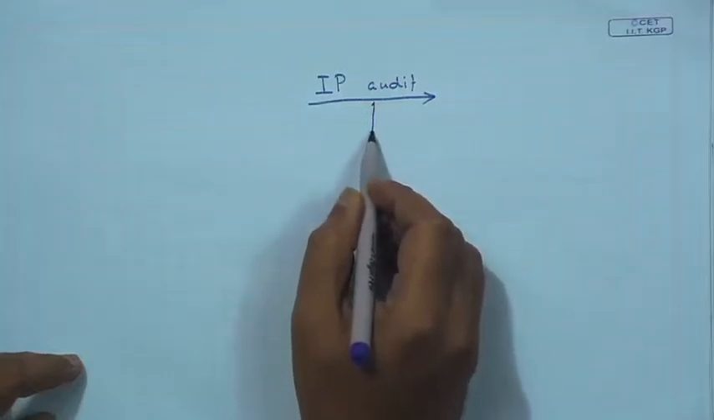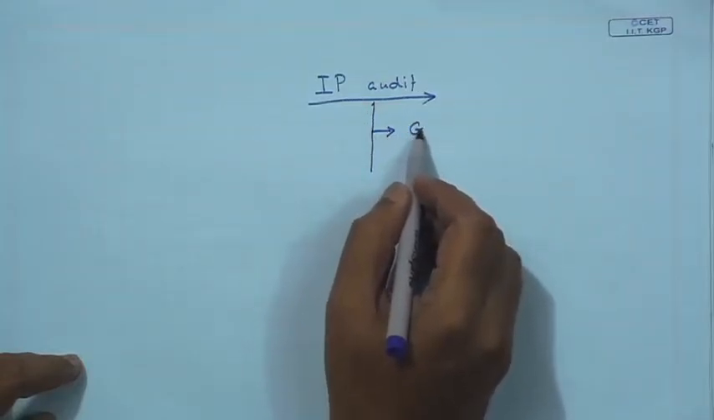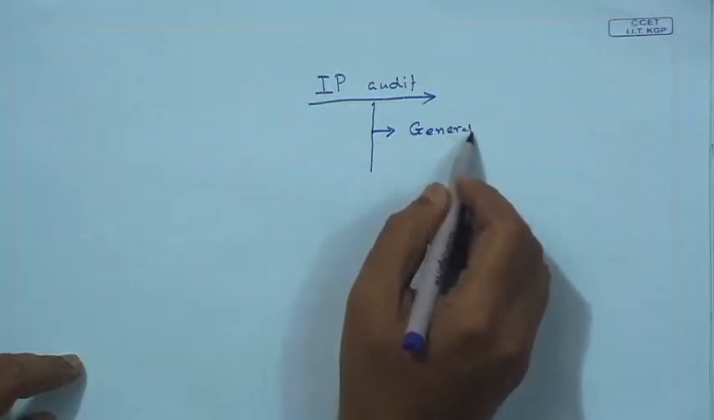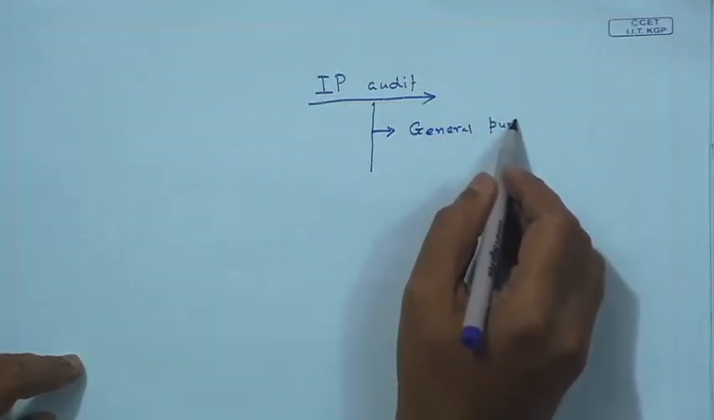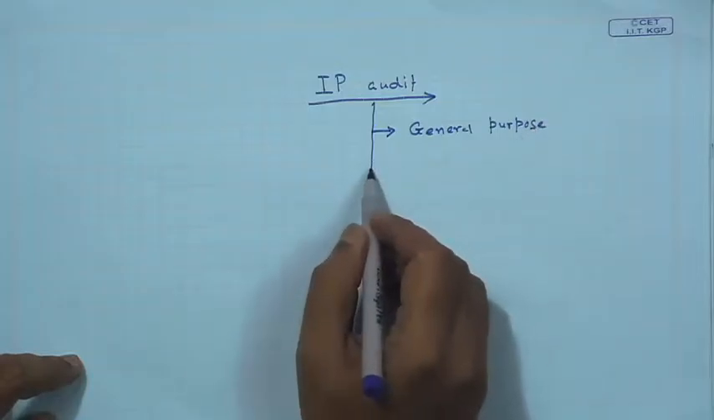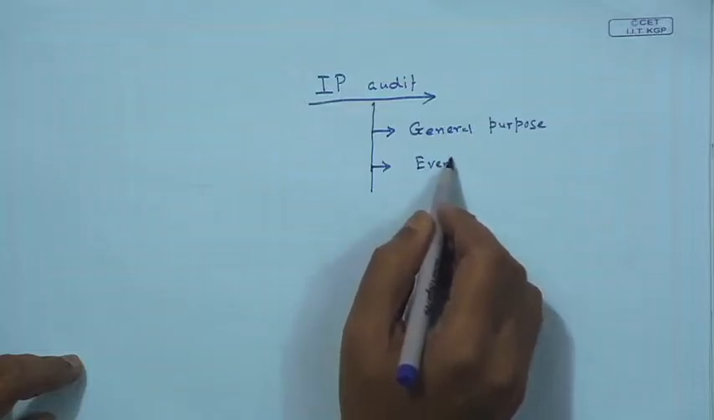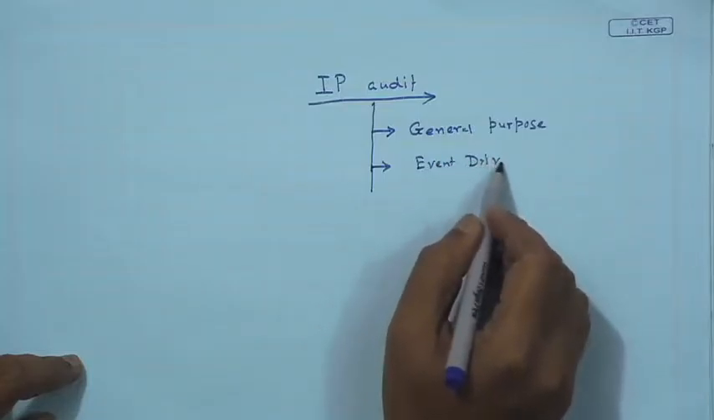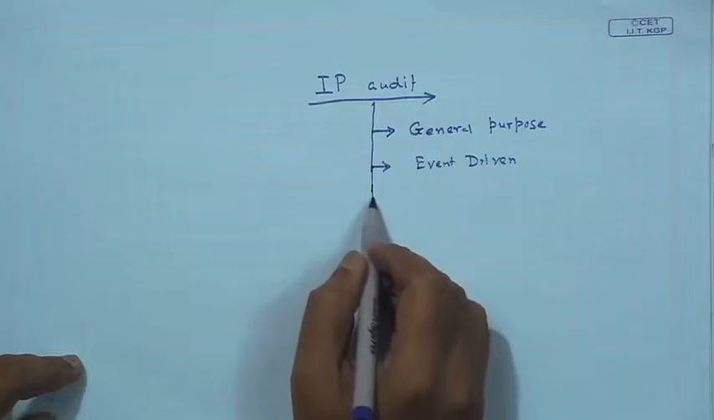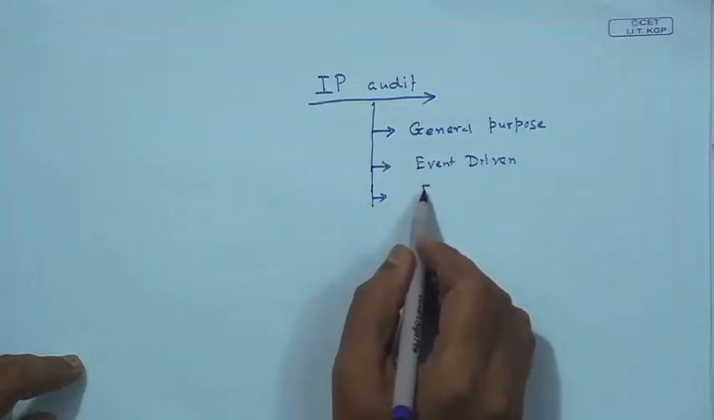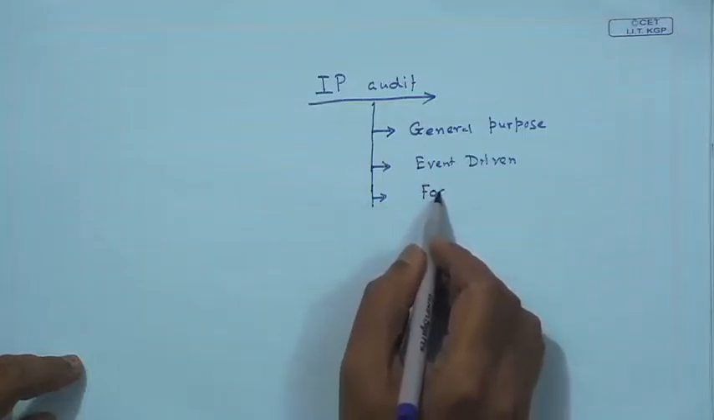So, there are different audits for different IP. From a literature perspective, different sub-classifications are also there, just like a general purpose IP audit, event driven, and focused IP audit. Focus, just like let's say something called a focused IP audit.